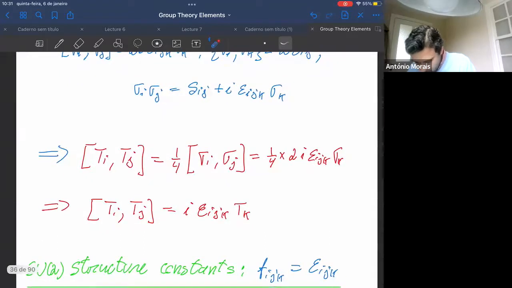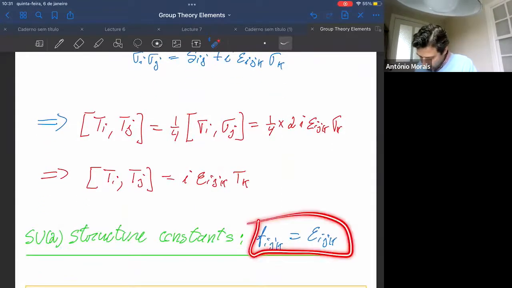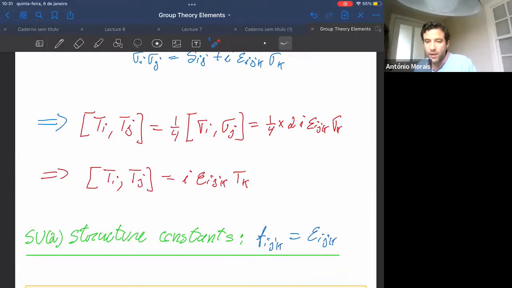And of course, you can now translate it into the generators of the SU2 symmetry, which are 1/2 of sigma. So essentially, the commutator is just putting 1/4 outside and yielding this result, from where you identify with the definitions above the structure constants. You realize that the epsilon tensor, the Levi-Civita tensor, epsilon ijk, are the SU2 structure constants.